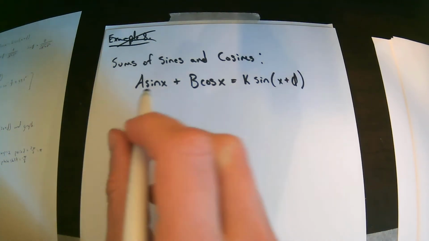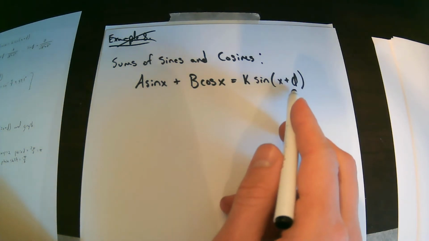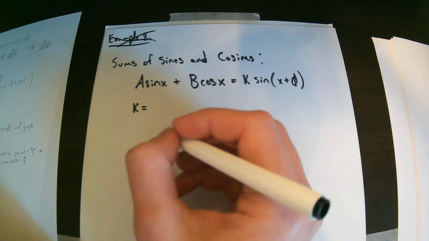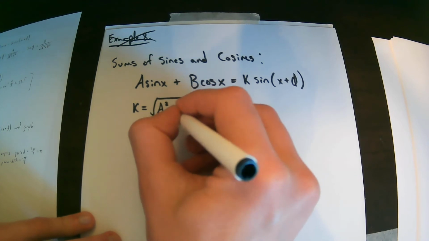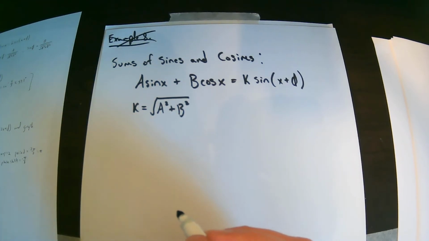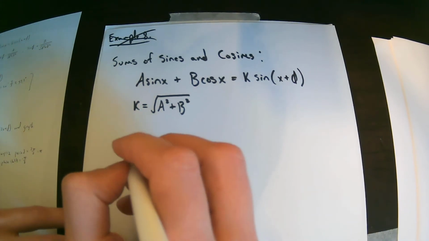So, what are the relationships, though, between k and a and b, and phi and a and b? Well, k is easy. K is just going to kind of act like the hypotenuse if a and b were the legs. So it's going to be the square root of a squared plus b squared. And phi is going to be not so straightforward.